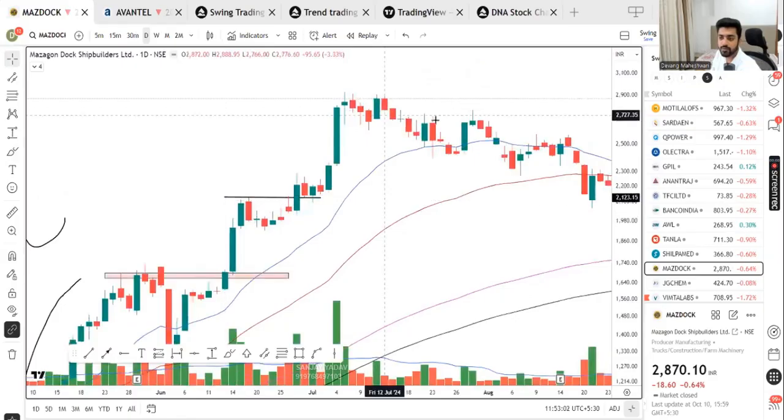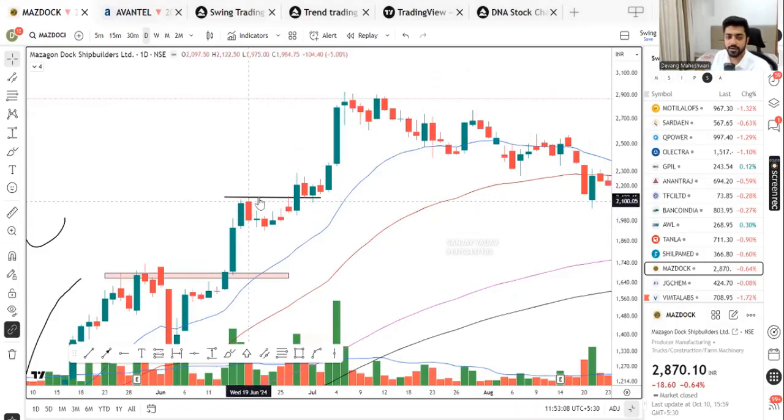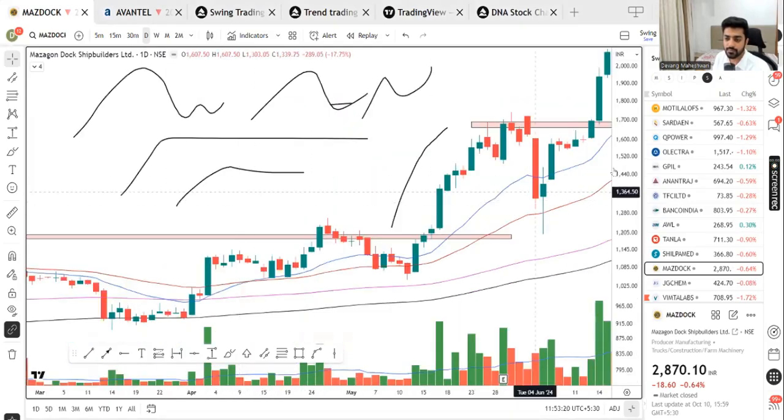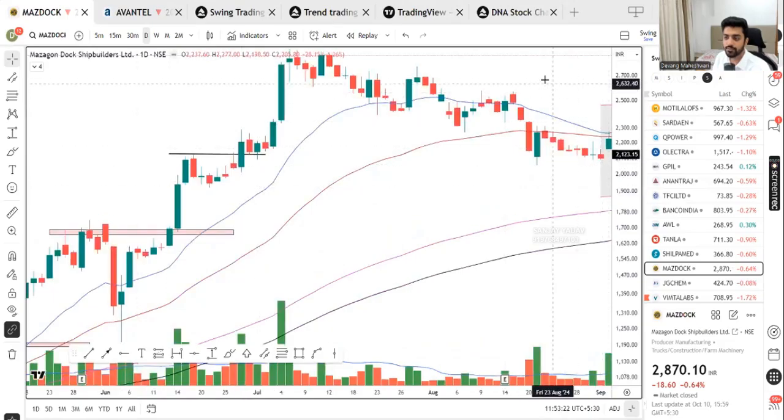And then you have a move up here. We are learning everything on the daily time frame. So do it that way. Now if you want to apply this on monthly, that's not something you should do. We are learning everything on the daily time frame only. So stick to that time frame.